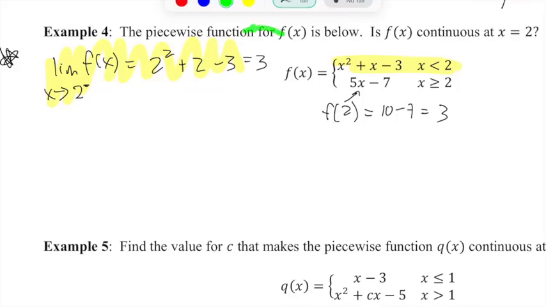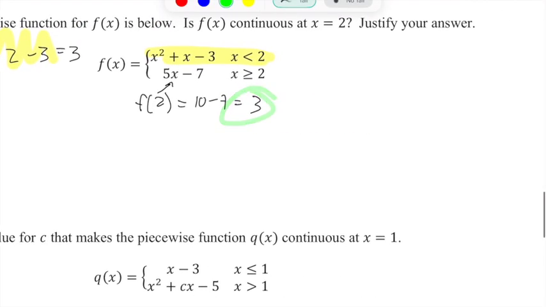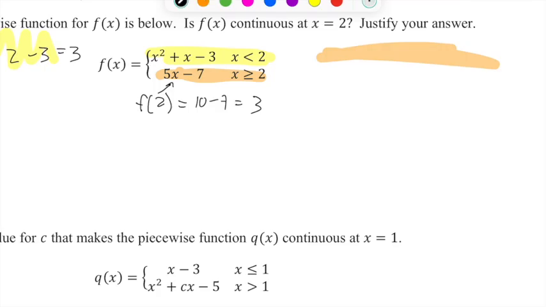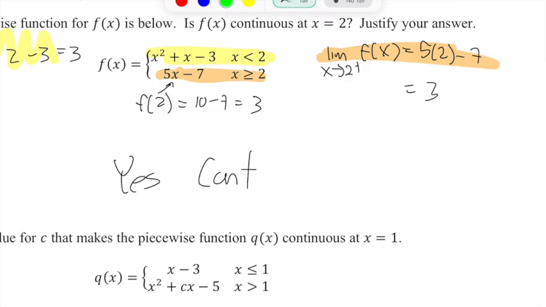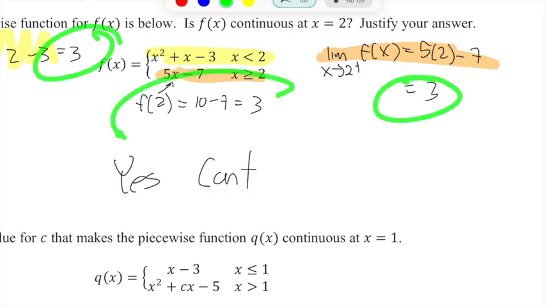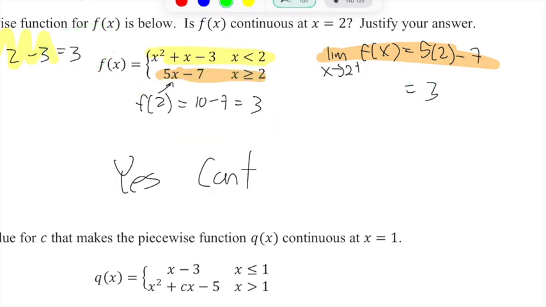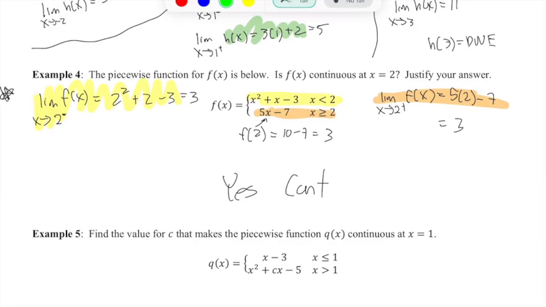So we're off to a good start. Our left-hand limit's 3. Our value there is 3. And if we do the right-hand limit at 2, we're also going to get 3 because it's the same equation we used to check if it exists. So this equals 3. So yes, it is continuous. And it's because the left-hand and right-hand limit exist, and they are 3, and the value at that point at 2 exists and is 3. This is going to be the next lesson about continuity.